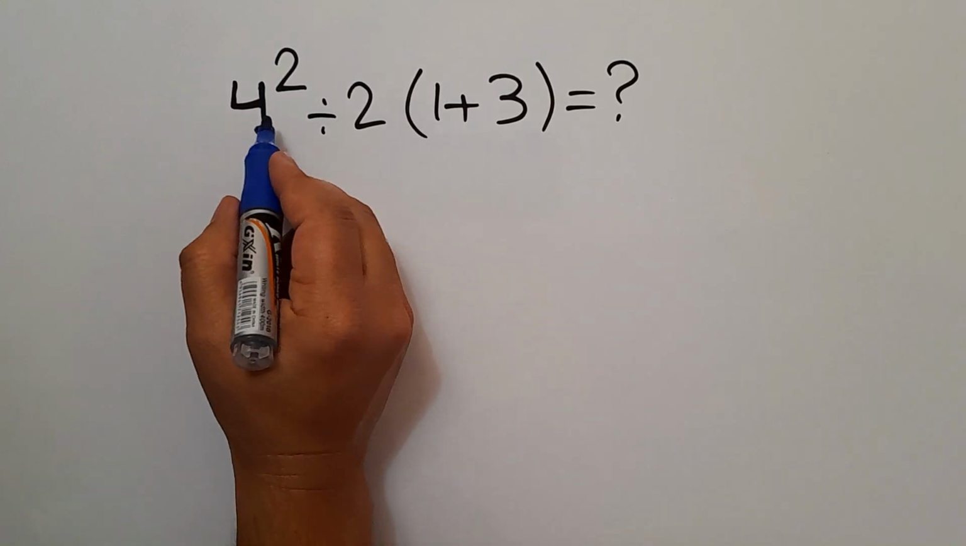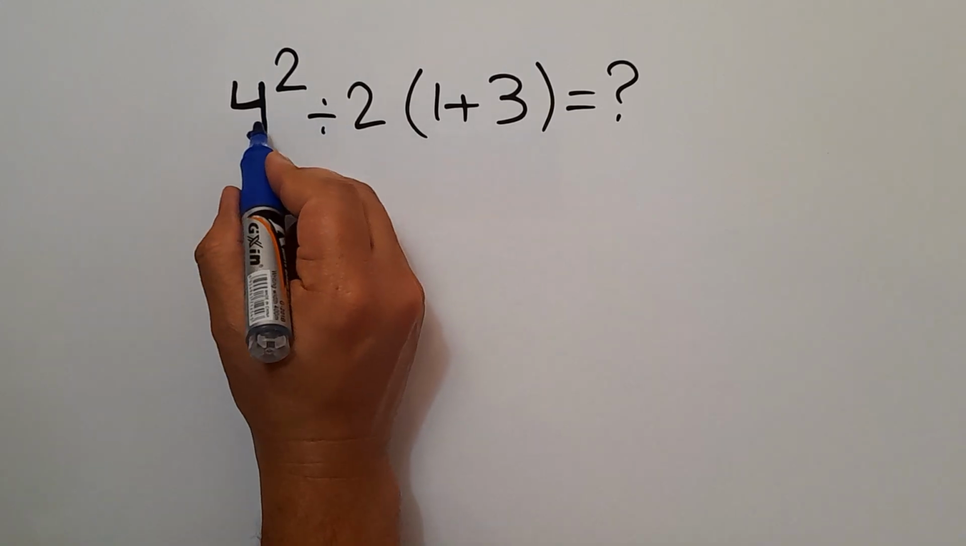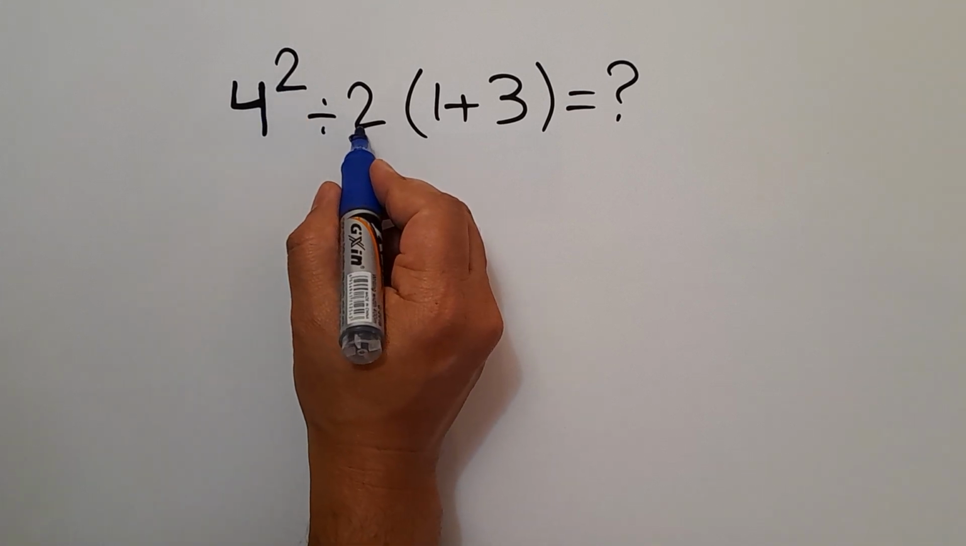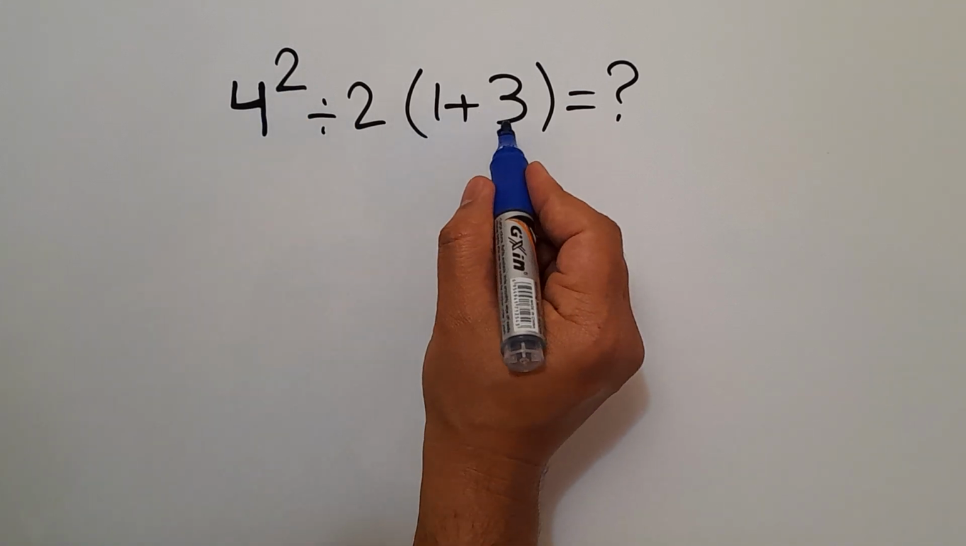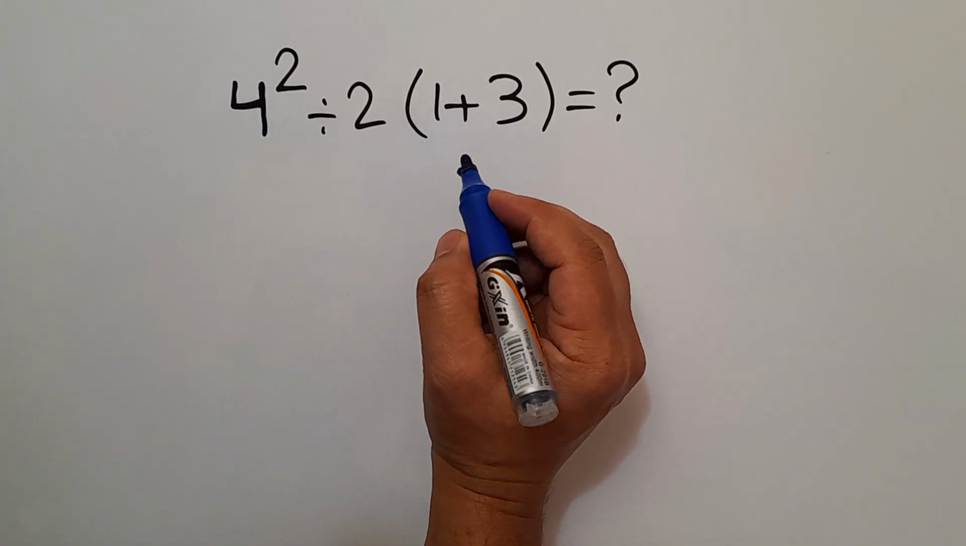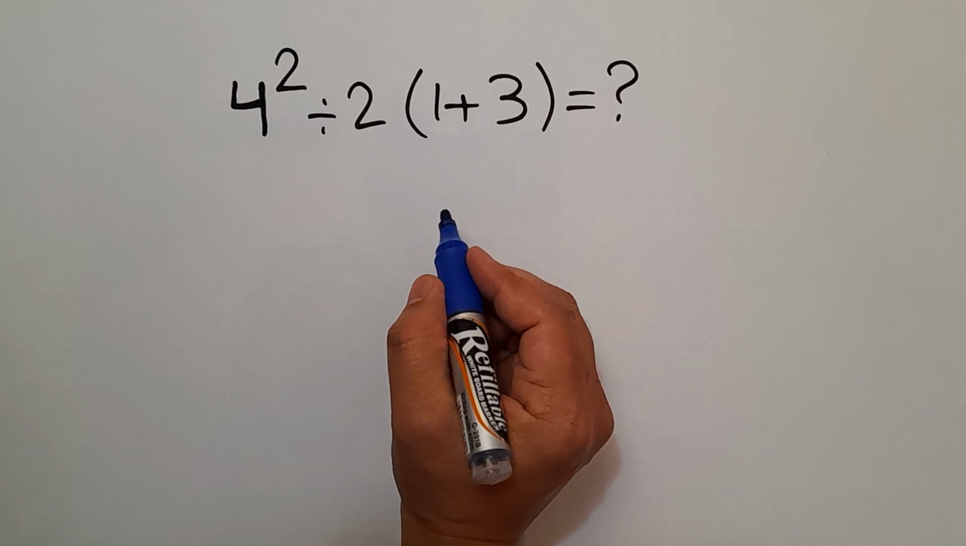In this video we want to find the value of this expression: 4 squared divided by 2, then times 1 plus 3. Are you ready to solve? Let's go ahead and get started.